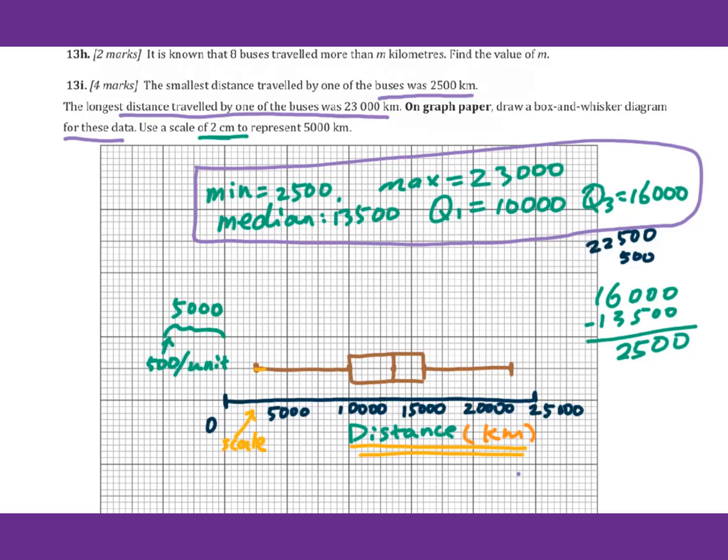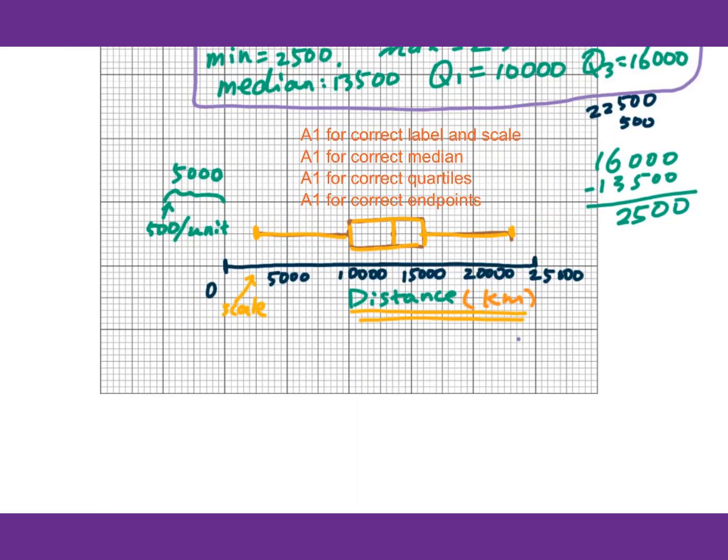Then find the points: get the minimum, maximum, the first quartile, the median, and then the third quartile. Then draw a box, connect like this. When you draw this box, make sure you have a correct label and a scale. You have to label it as distance and a scale. Then correct median, correct quartiles, and endpoints.